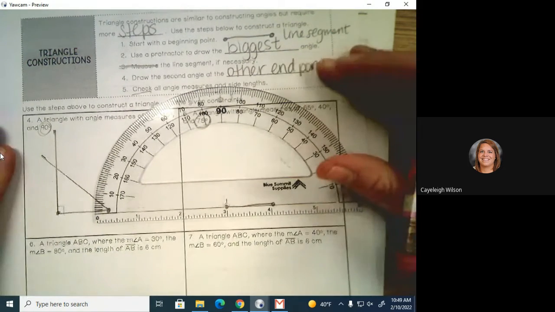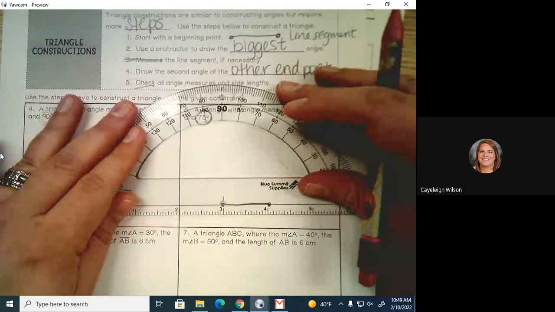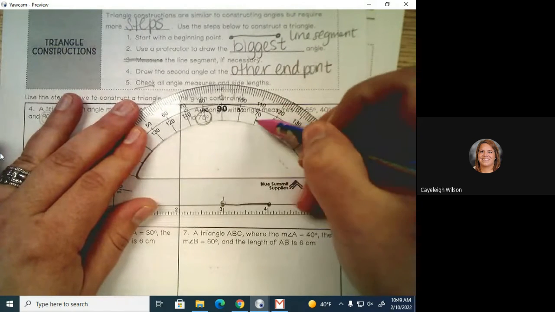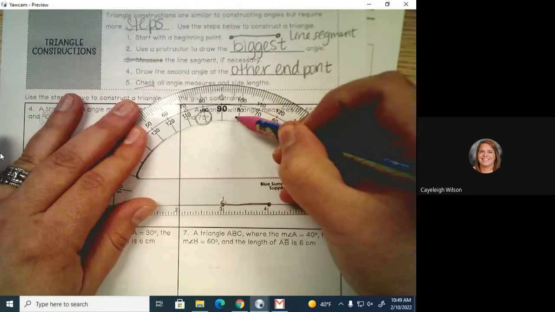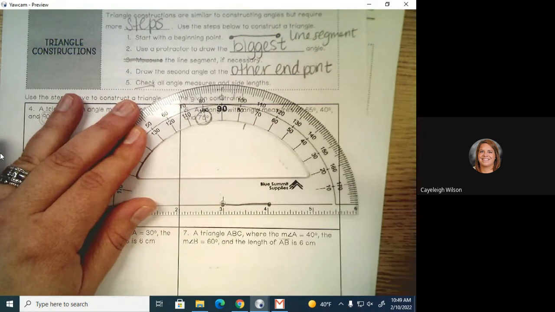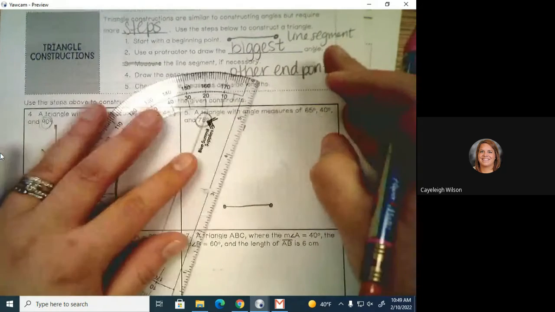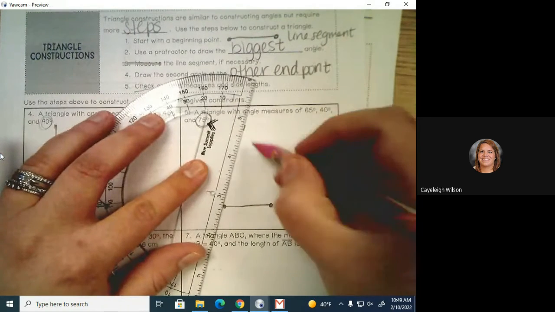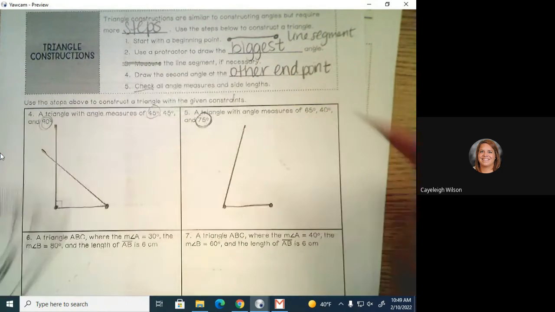All right, if you haven't already, you should have done your 75 first. 75 is halfway between 70 and 80. So right there is my 75. And then you connect it. We'll sharpen it.